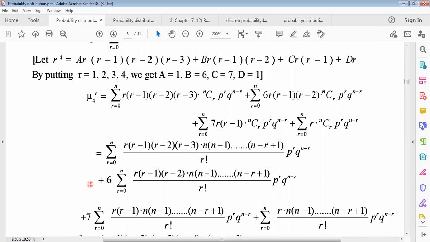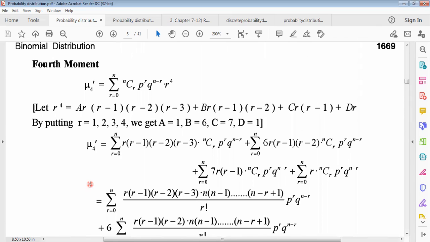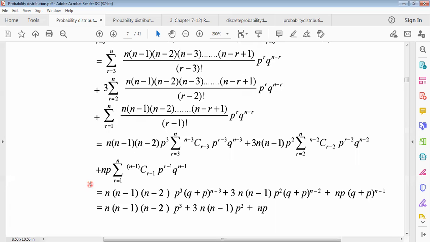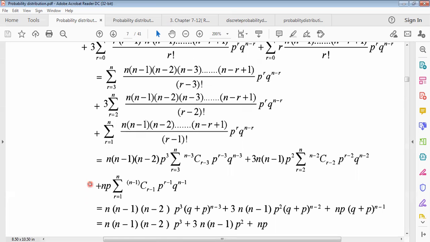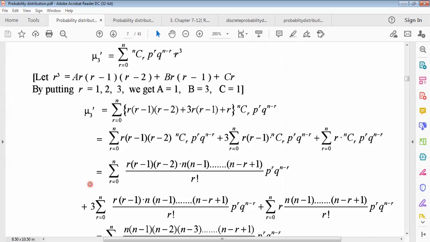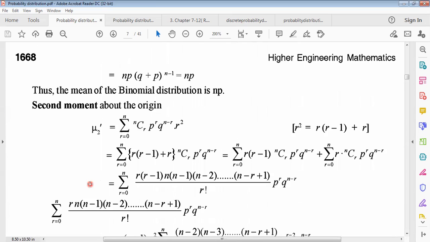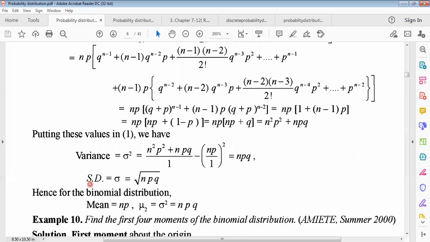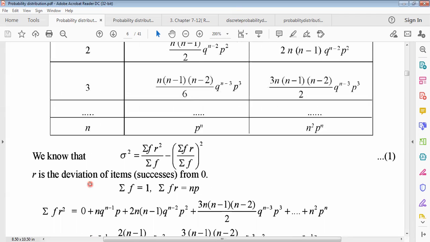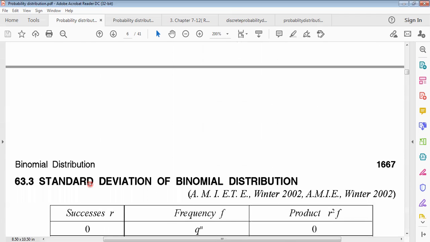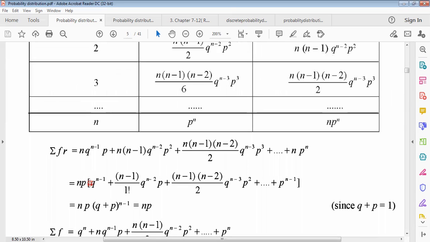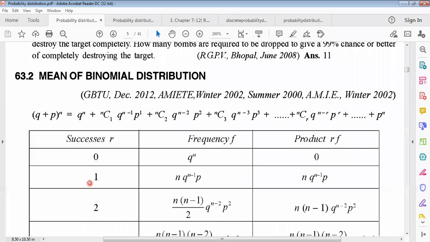You have to practice, and there is a typo also. There is a mistake, remember it. I hope everybody will practice. So today we have found the mean of the binomial distribution, the value of the standard deviation, and the four moments about origin. So we have derived all the results.